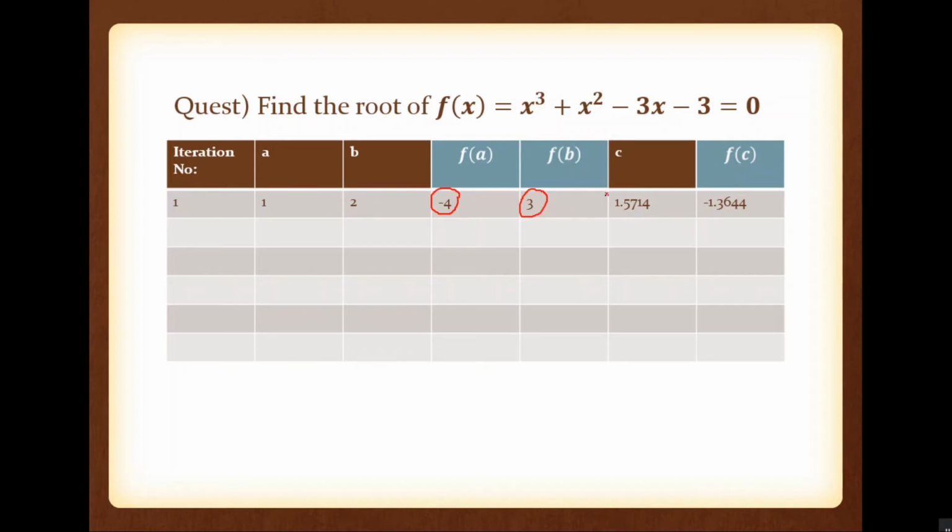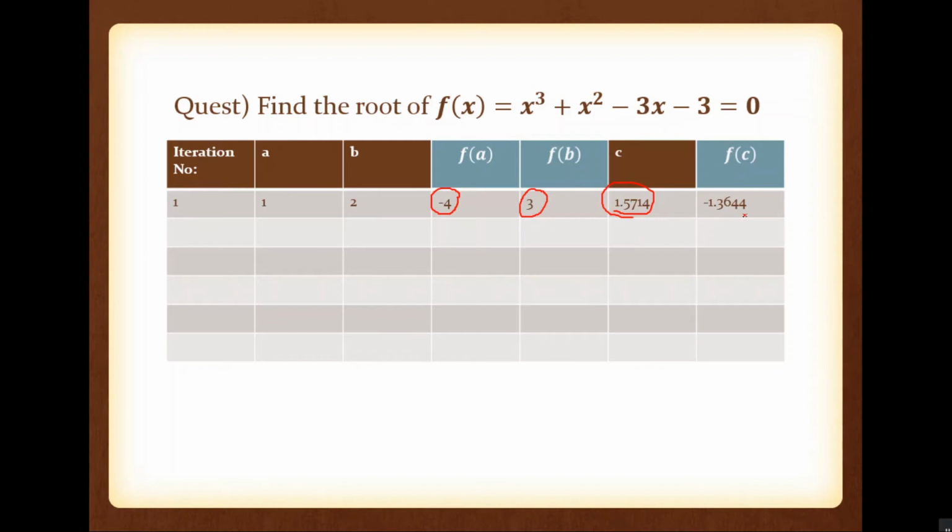So now what is c? c is not the midpoint. We are calculating c by using the secant method, that is c equal to a minus f of a into a minus b divided by f of a minus f of b. So that value is 1.5714. Is it okay? Now what is f of c? Substitute this c value into the equation. So f of c is equal to minus 1.3644.